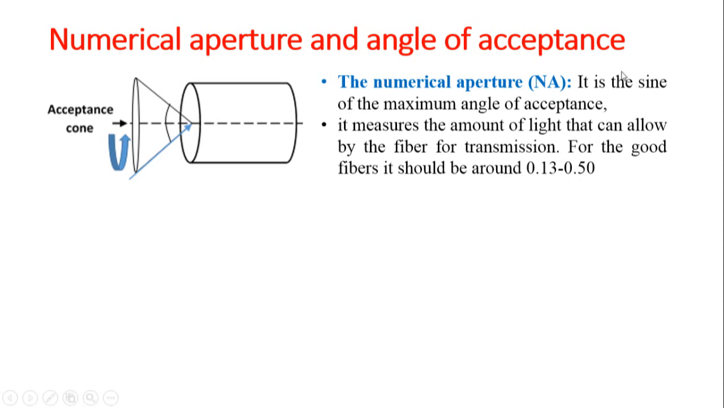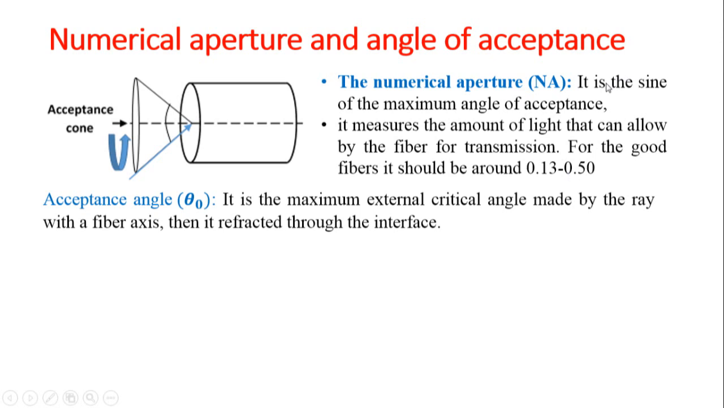Once again I will define. Numerical aperture is the sine of the maximum angle of acceptance. It measures the light gathering capacity of the fiber for transmission. Acceptance angle is the maximum external critical angle made by the ray with the fiber axis, at which it is refracted through the interface.